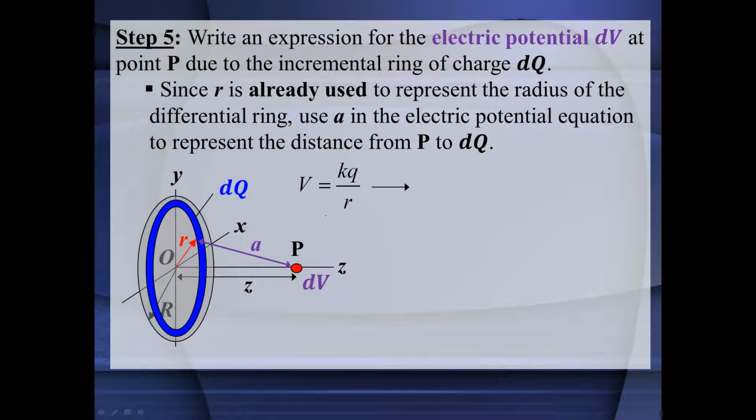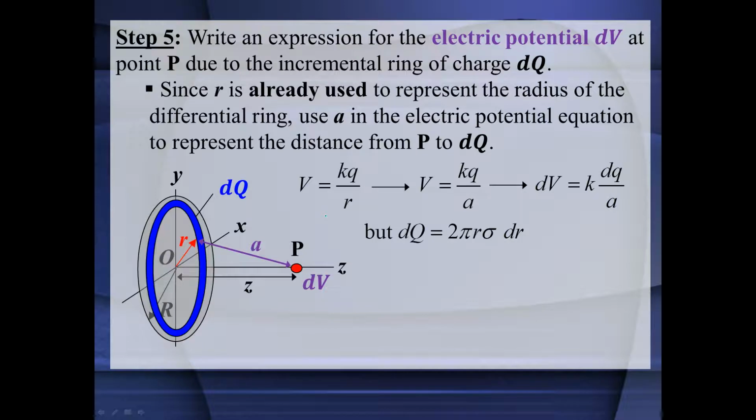Therefore, in my electric potential at a point equation, instead of writing kq over r, I'll write kq divided by the variable we've identified to be the distance from the ring to point P. That's a. So we can write V equals kq divided by a. But we want to know what the electric potential is just due to that single ring of charge. So we'd have dV equals k times dQ divided by a.